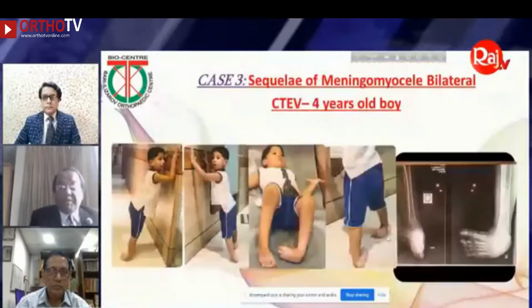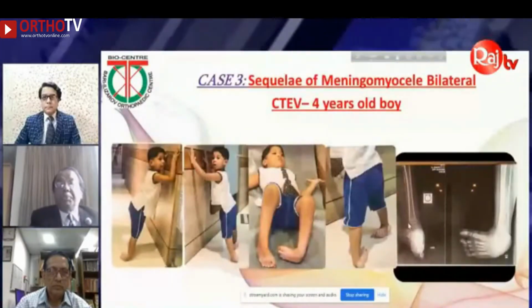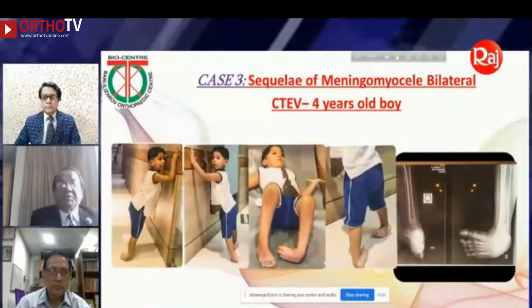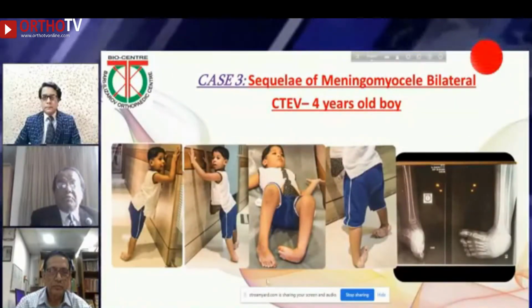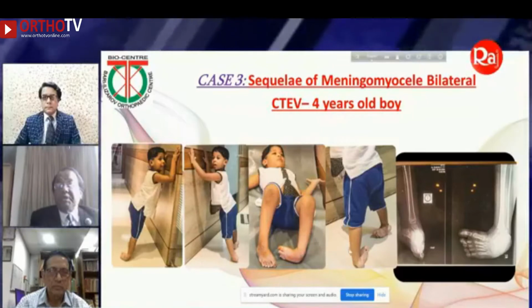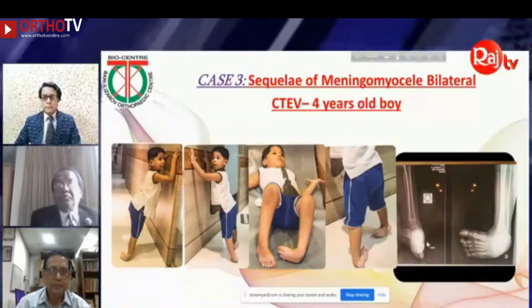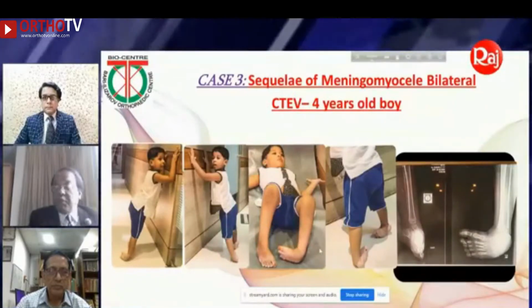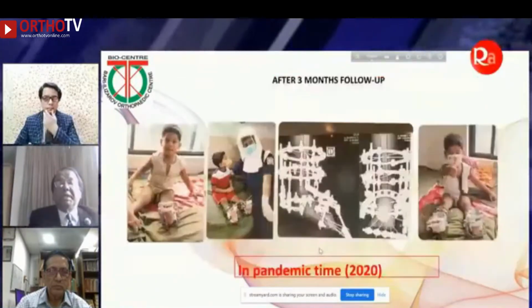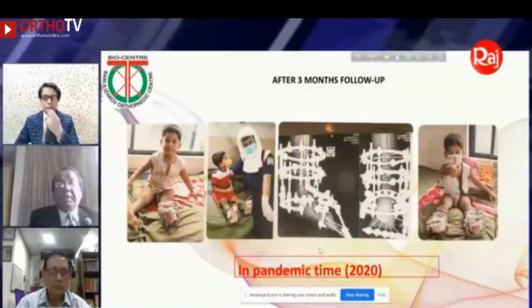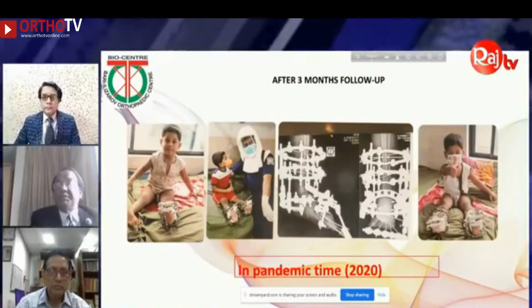And the case of meningomyelocele. When you see the meningomyelocele, you will face this kind of arthrogrypotic foot. You can see here, so difficult, so difficult. Look at this. If you go for surgery, then you'll face a lot of problems. That's why these are the cases that I did in pandemic time, last year.